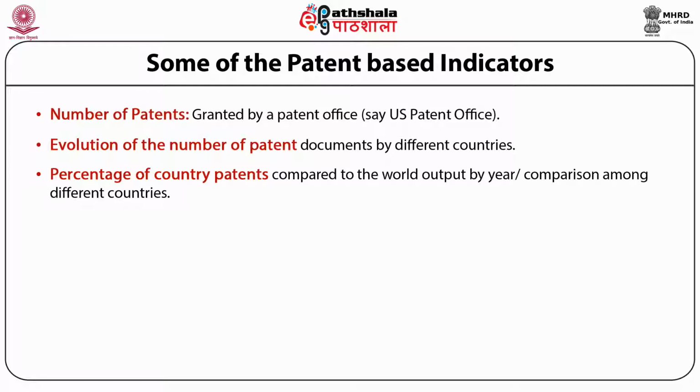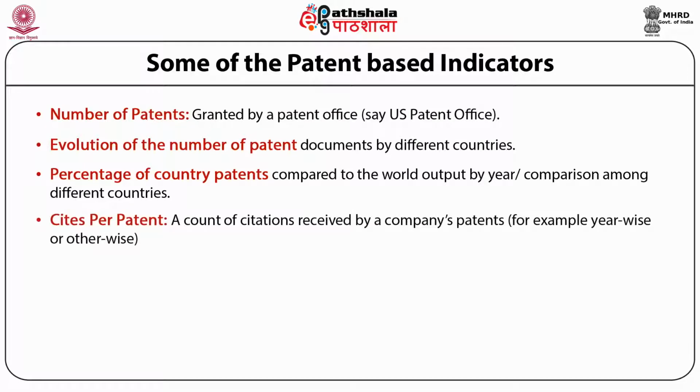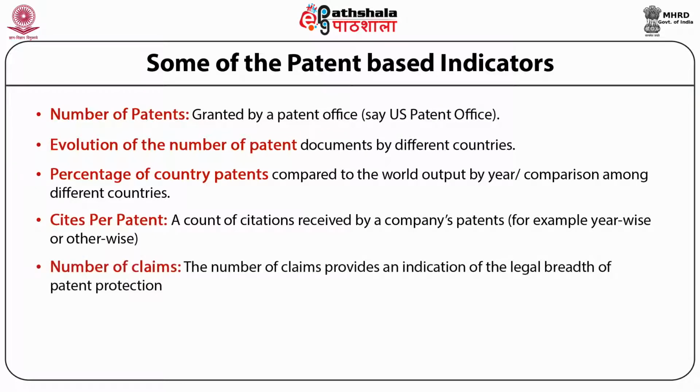As you know, similar to our research papers, where a large number of citations tells us about the importance of a research paper, here also if a patent is cited subsequently by a large number of patents, it shows the importance of that particular patent for the technology in question. And here we can look at the count of citations received by a company's patents or a research unit, year wise or otherwise. The number of claims provides an indication of the legal breadth of a patent protection.